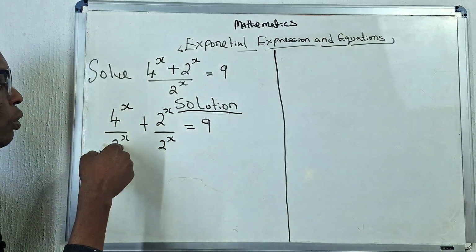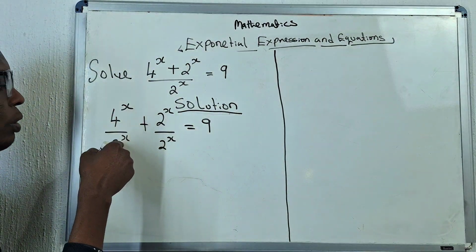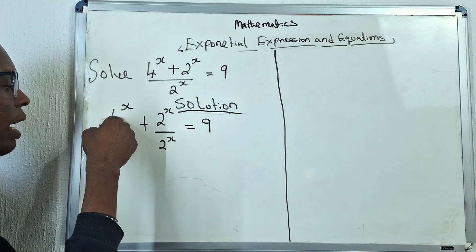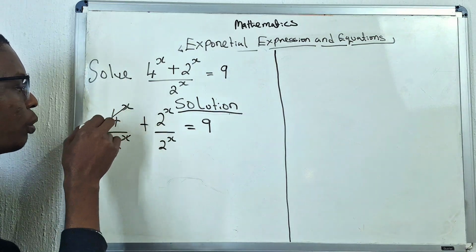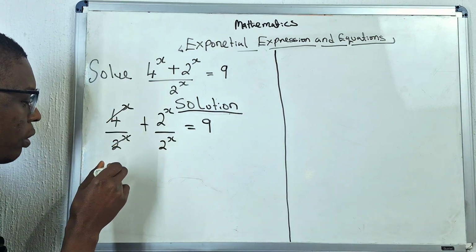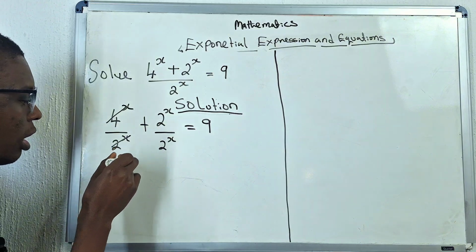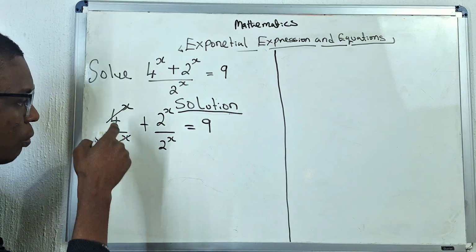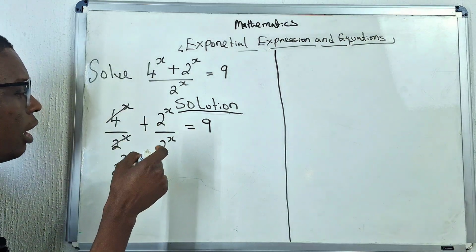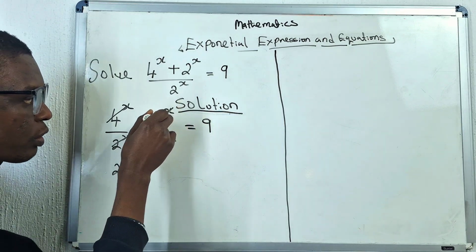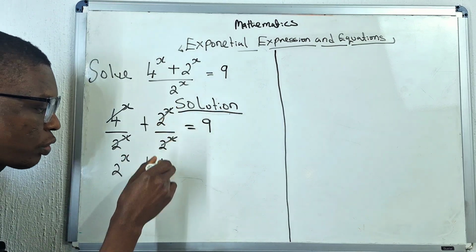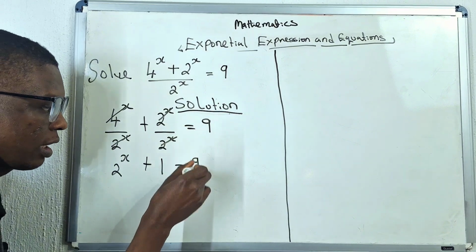How many times will 2 raised to power x go into 4 raised to power x? It will go in 2 times, because 2 times this will give you 4 of this. The same thing also occurs here: this will divide this, so it will go in just 1, and we are left with 9.